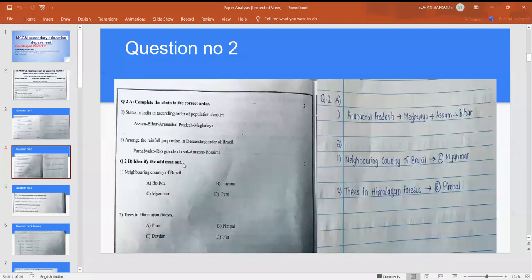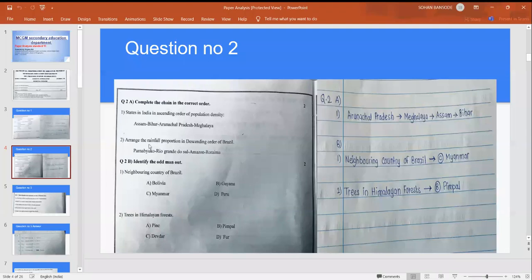So here four state names are provided to you, and in that you have to arrange these states in the ascending order. That means what? Low to high, ascending. Okay, so I have attempted this question here. Question number 2A1, that is Arunachal Pradesh, then comes Meghalaya, then comes Assam, and the last one is Bihar. This is the highly populated state.